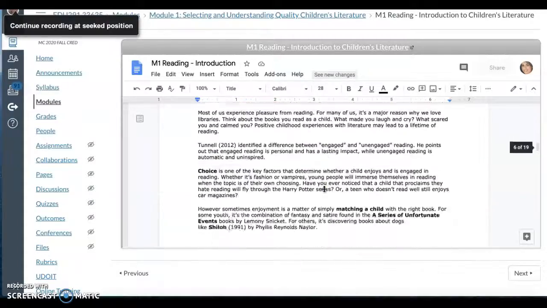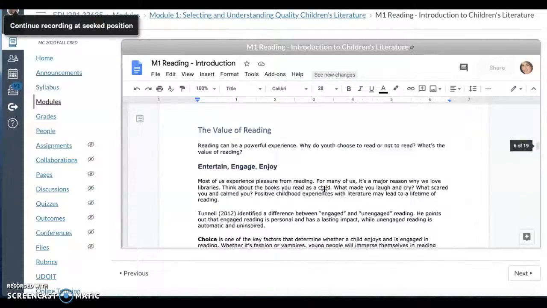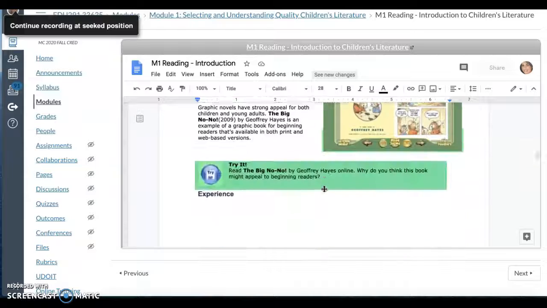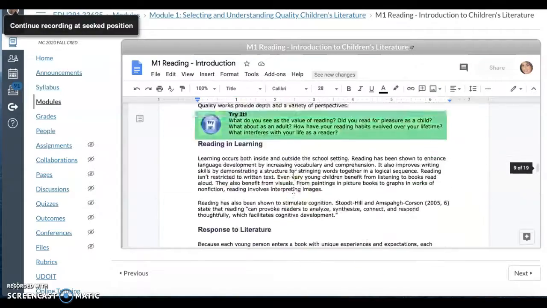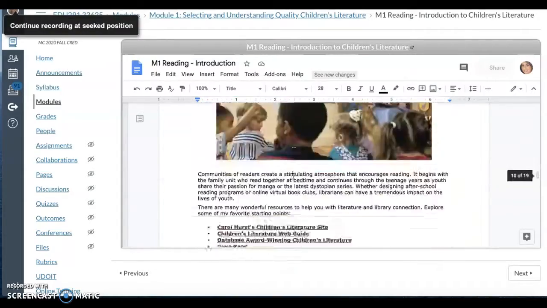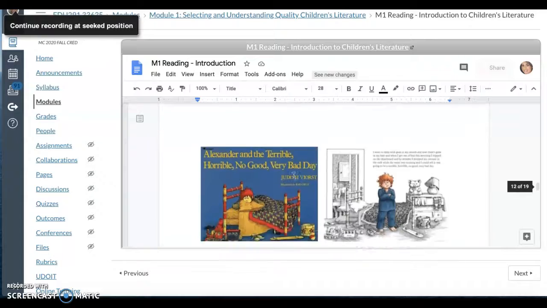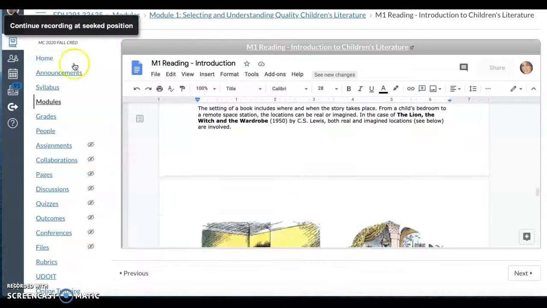If you don't like that one, you can keep scrolling until you find another one that you like. Read The Big No-No by Jeffrey Hayes online. Why do you think this book might appeal to beginning readers? So that third question in the reading graphic organizer is always going to be one of these big, bold green questions. You can see there's multiple. So whichever one you want to do, that's where you will find it.